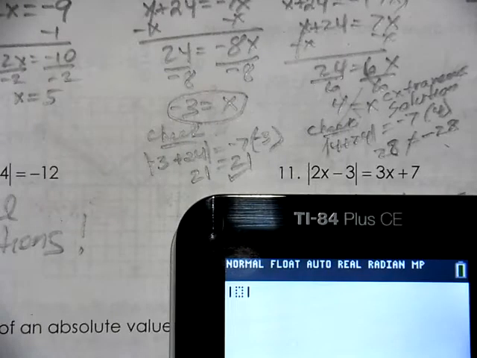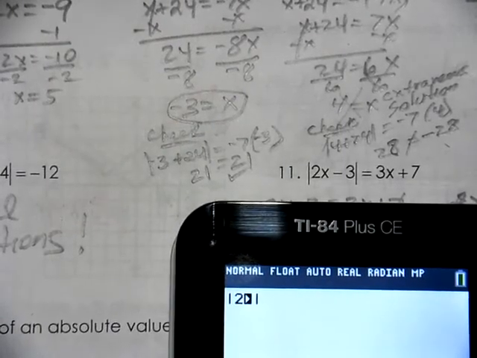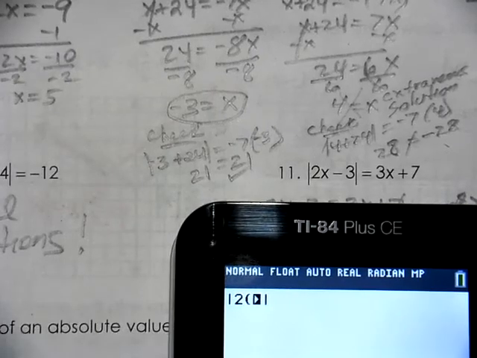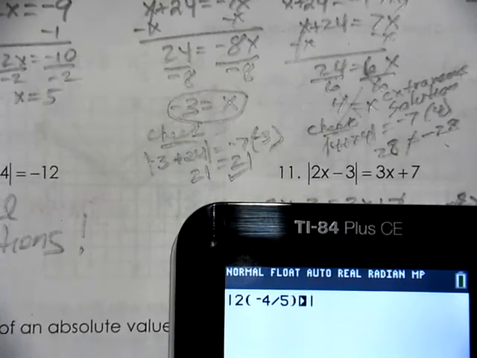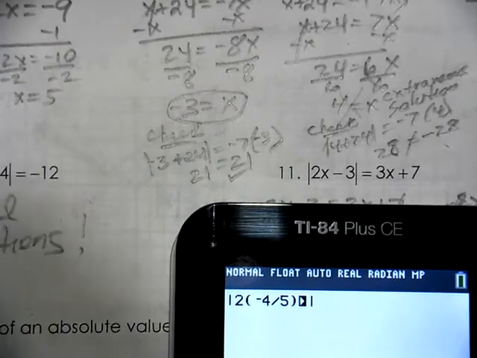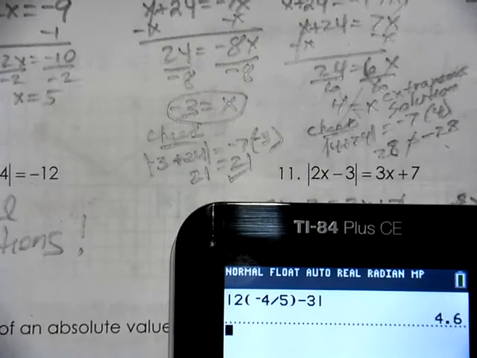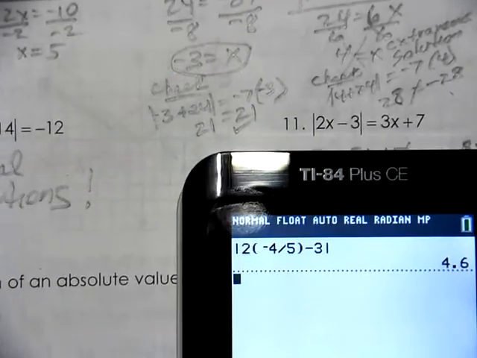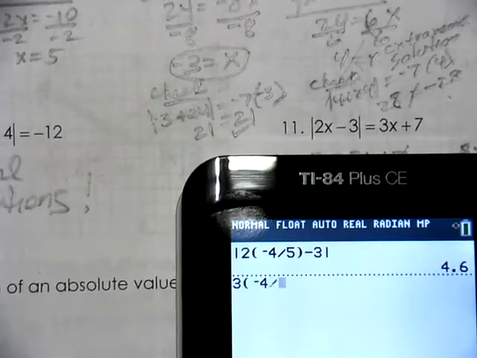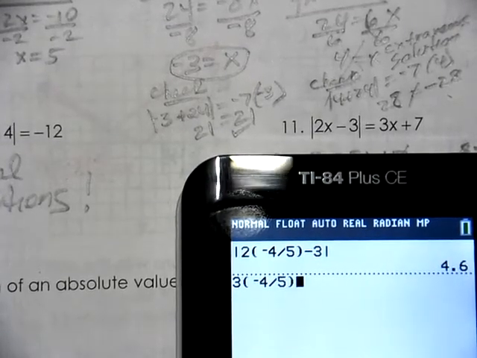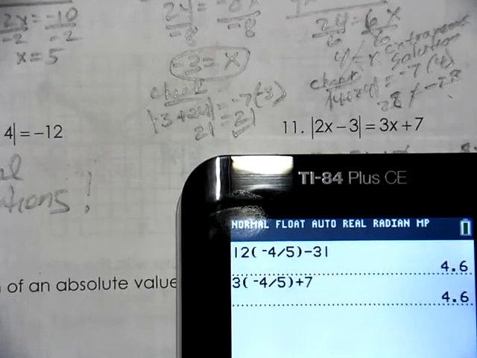There it is. 2 times my negative 4 divided by 5, that's what I'm substituting in, minus 3. That answer is 4.6. And I could compare that to 3 times negative 4 divided by 5 plus 7. I got the same answer twice.